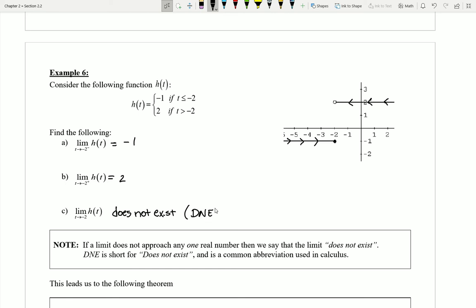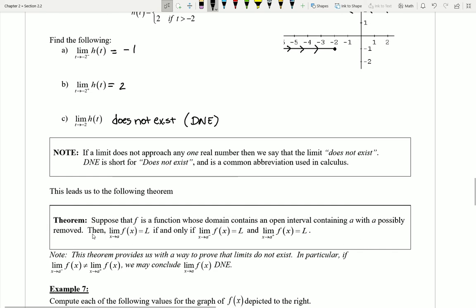And we'll often abbreviate that. It's a very common abbreviation to just write DNE to provide a shorthand for that. And I kind of recap all of that here in the note below. If a limit does not approach any one real number, then we would say the limit does not exist. What's interesting then is that this leads us to an important theorem.